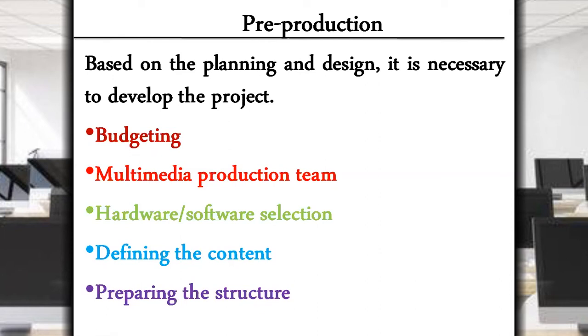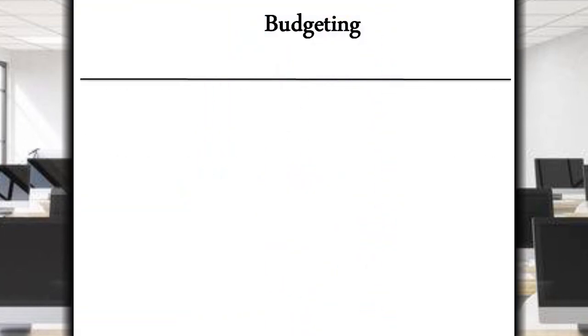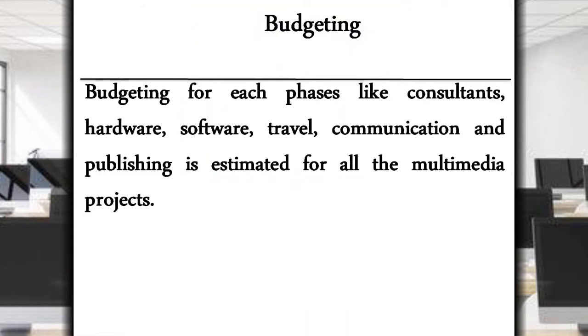First one is budgeting. Of course, I said what is budget. A plan to spend for the project we call as budgeting. So in budgeting, we have some phases like consultants, hardware, software, travel, communication, and publishing. For each and every phase, what budget you are going to spend for this multimedia project is decided in this step that we call as budgeting.